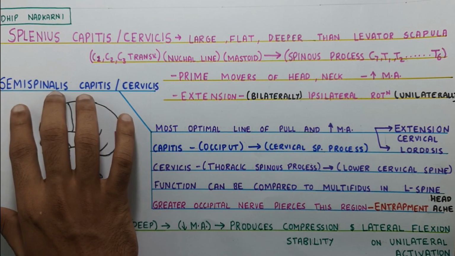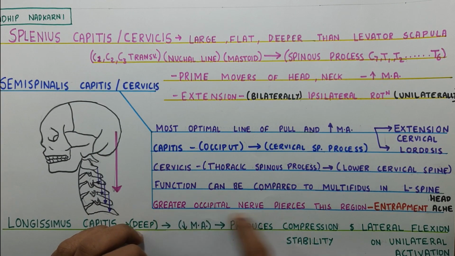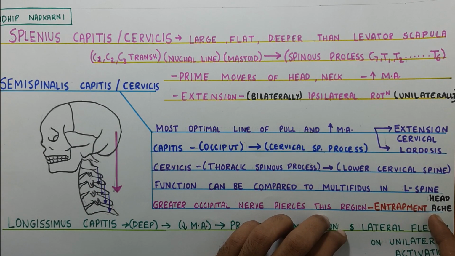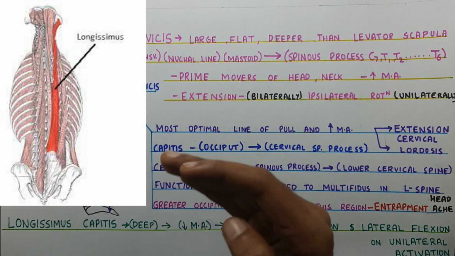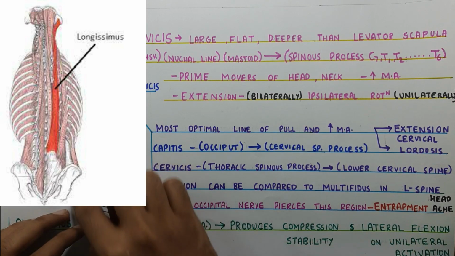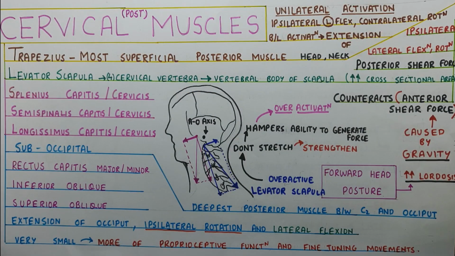Another important thing about these muscles, that is semispinalis capitis and cervicis, is that the greater occipital nerve pierces this region. And if there is any entrapment of the nerves in this region, this can lead to cervicogenic headache, okay? So that is something you need to keep in mind. And then finally, going on to the longissimus capitis, which is very deep, you can say just superficial to the suboccipital level. So these are one of the deepest and they have very low movement arm. So because they have very low movement arm, they produce compression and stability in the cervical spine, along with lateral flexion on unilateral activation.